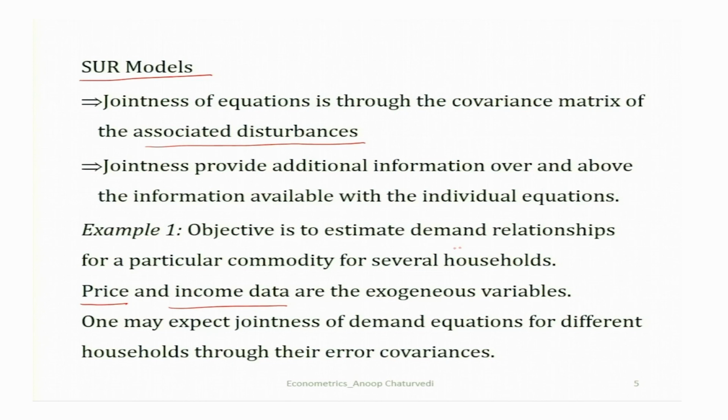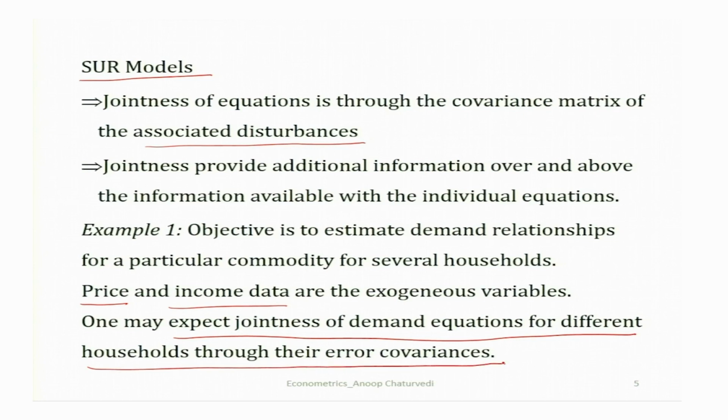So, for different households, you have different models, different demand relationships. Apparently, those relationships are separate, but one expects jointness of demand equations for different households through their error covariances. So, the errors may be correlated with each other.